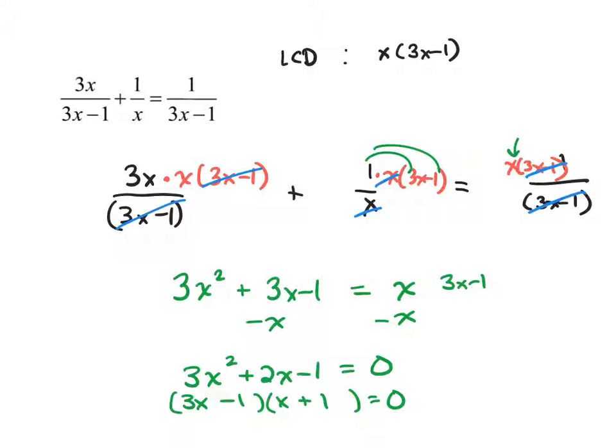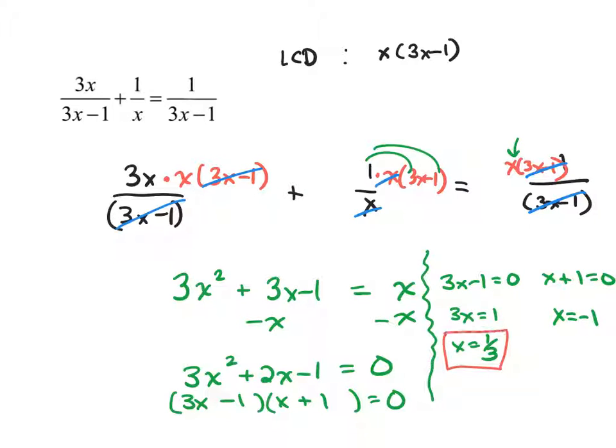So we have 3x minus 1 equals 0 and x plus 1 equals 0 as our two solutions we're solving for. So this will give me a solution of negative 1 when I subtract 1. Here I'll add 1, and then I'll divide by 3, so I get x equals 1/3. So here are my two solutions, potentially.